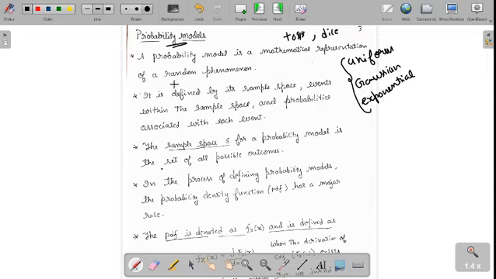Okay, so it's nothing but a probability model. You can call it as a mathematical representation of a random phenomena. Okay, right from the first class I am saying that we will be applying this probability to random phenomena. What is a random phenomena? Whose output is not predictable.